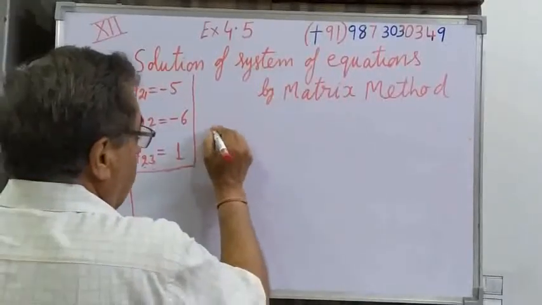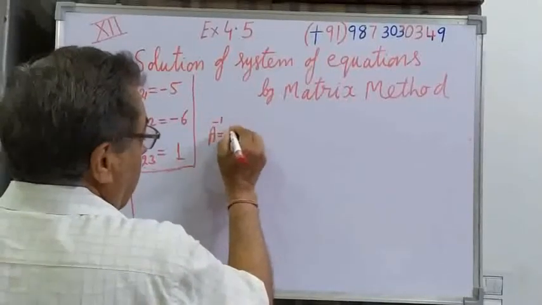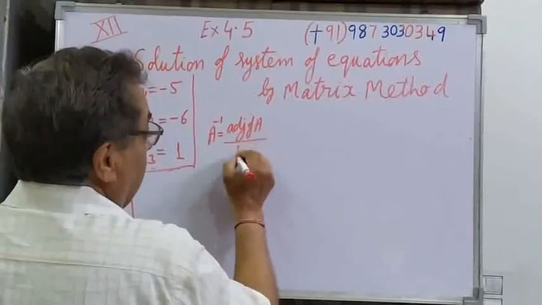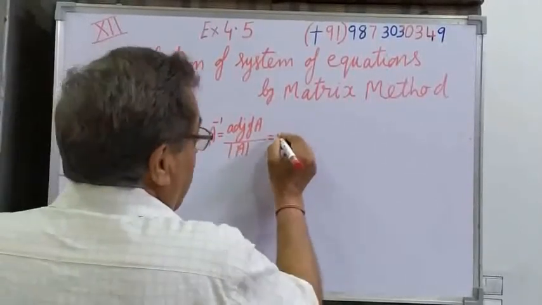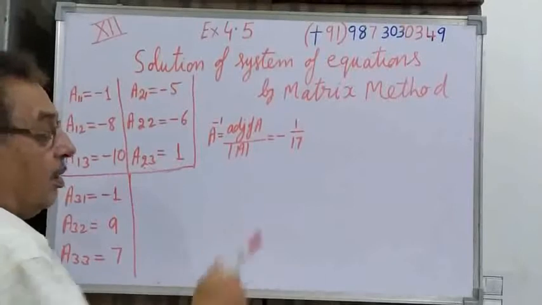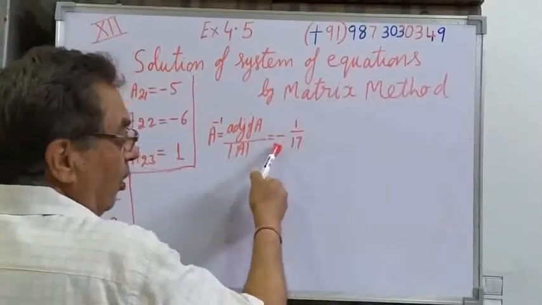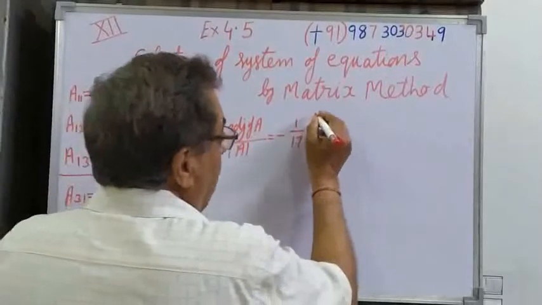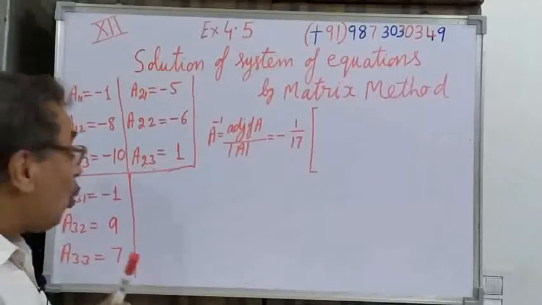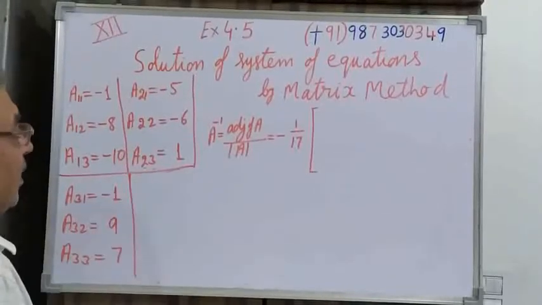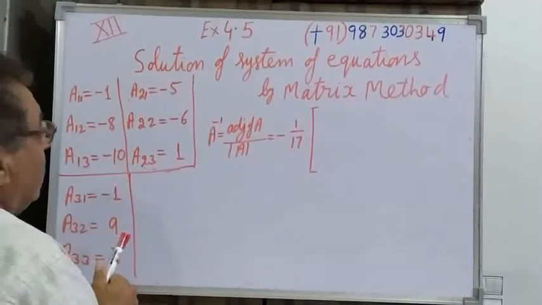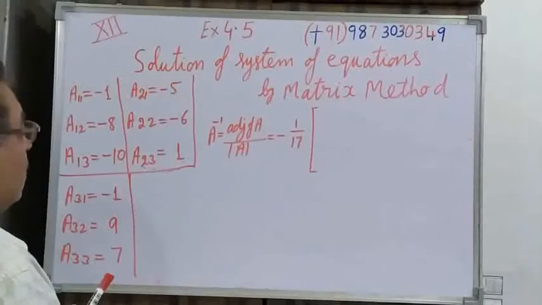Your A inverse is equal to adjoint of A divided by determinant of A. Determinant of A comes to be, remember, minus 17. So we have written 1 upon minus 17. And what is the adjoint of A? That is the transpose of the cofactors of the original matrix. So these are the cofactors of the first row to be written in the first column, and that will be called adjoint.